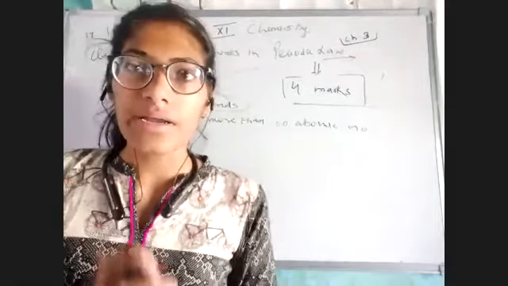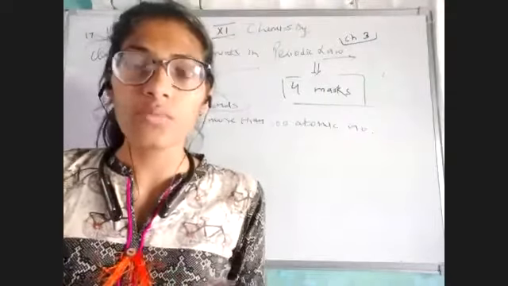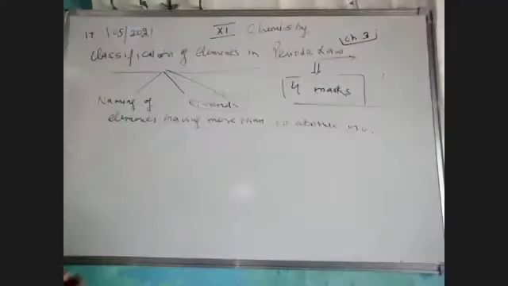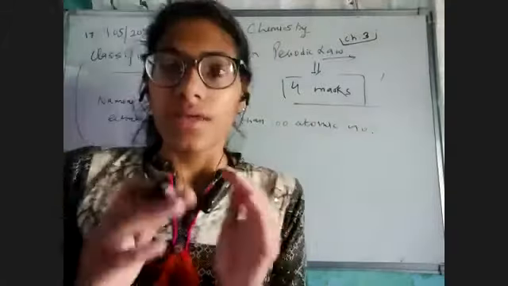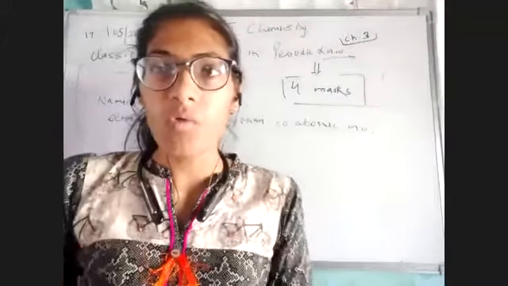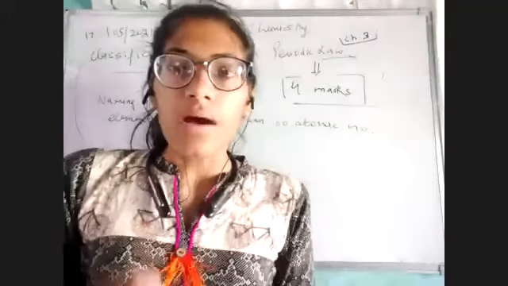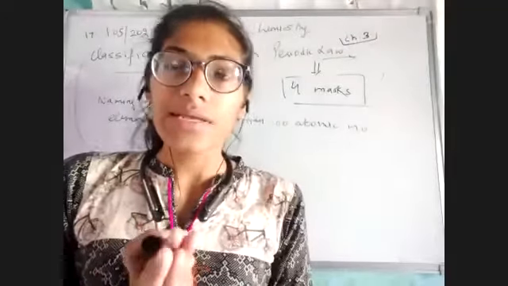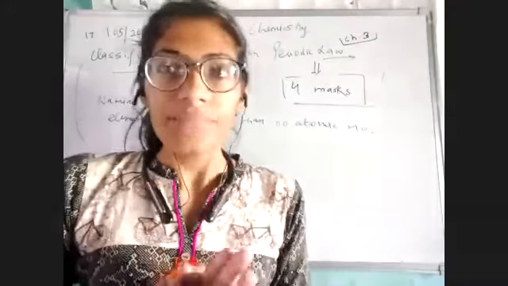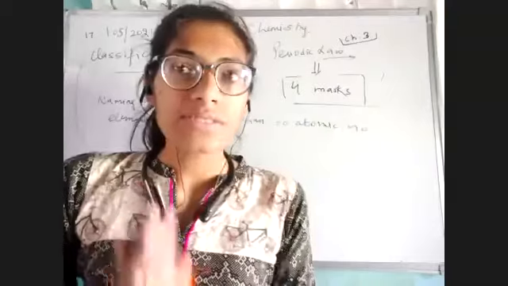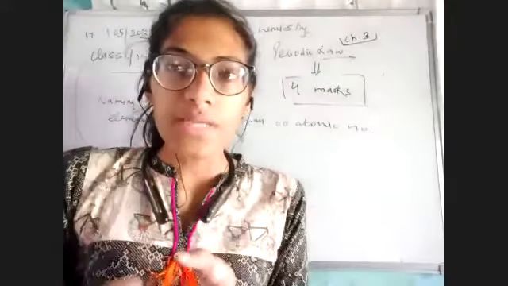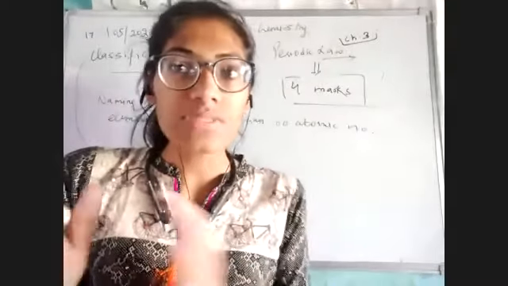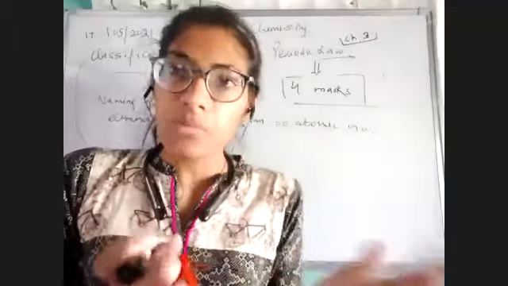But now let's introduce the chapter. The topic is classification of elements in periodic law. So basically we have to classify our elements in the form of a periodic table, in the form of different columns. You have already understood a little bit in class 10th, I think chapter number 5 in chemistry, that elements are the smallest unit of any kind of matter, which cannot be further broken down into simpler substances, either by chemical process or physical process.